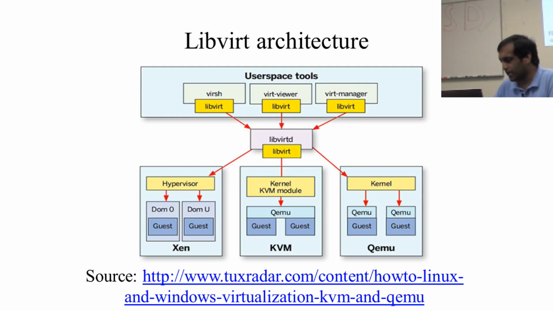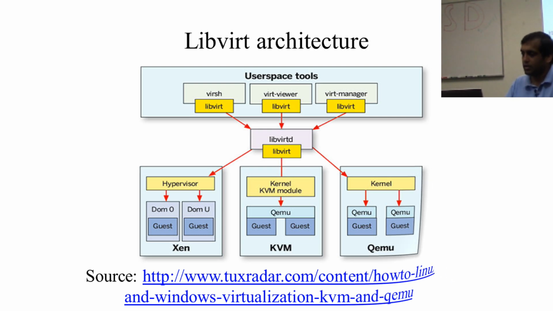This is a diagram that I borrowed from the internet. The link is below, but basically this is the architecture. At the top you have user space tools: virsh, which is a command line shell, virt-manager, which is a GUI, and virt-viewer. Then you have a daemon called libvirtd, and libvirtd talks to the various hypervisors. This diagram has Xen, KVM, QEMU, and bhyve is also supported now.